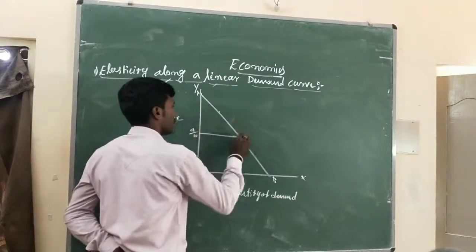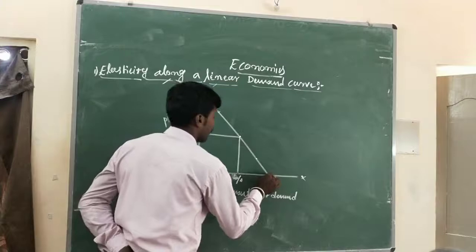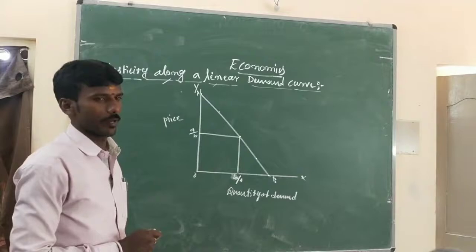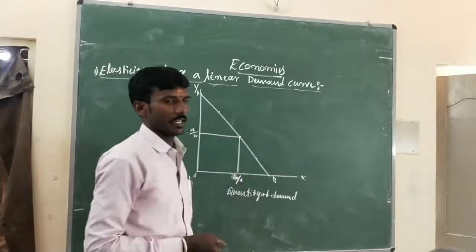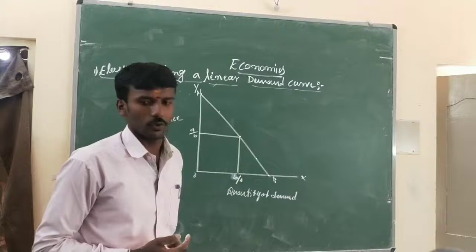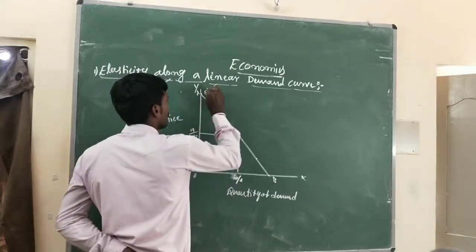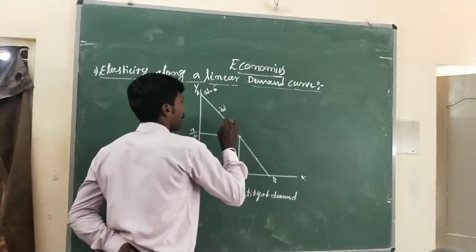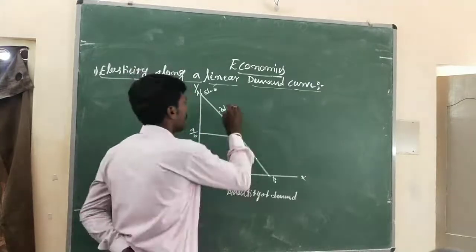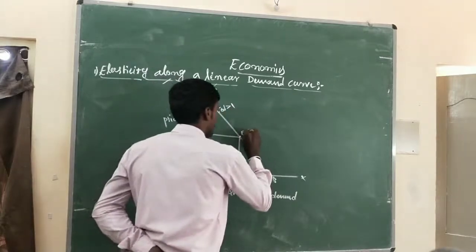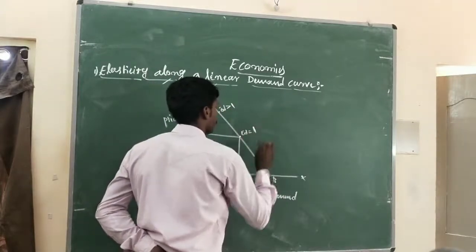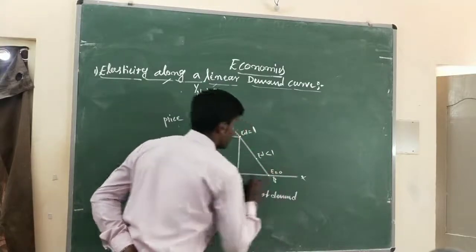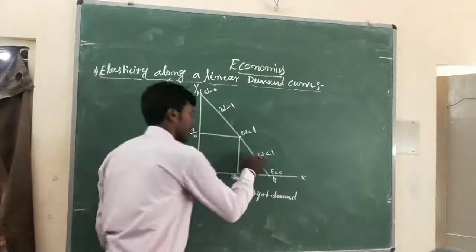How do you know that any point on the demand curve shows the changes of the price and quantity of demand. It shows the variation in demand due to the change in price. That is what ED equals infinite, ED greater than 1, ED equals 1, ED less than 1, ED equals 0. So this is about the diagram.